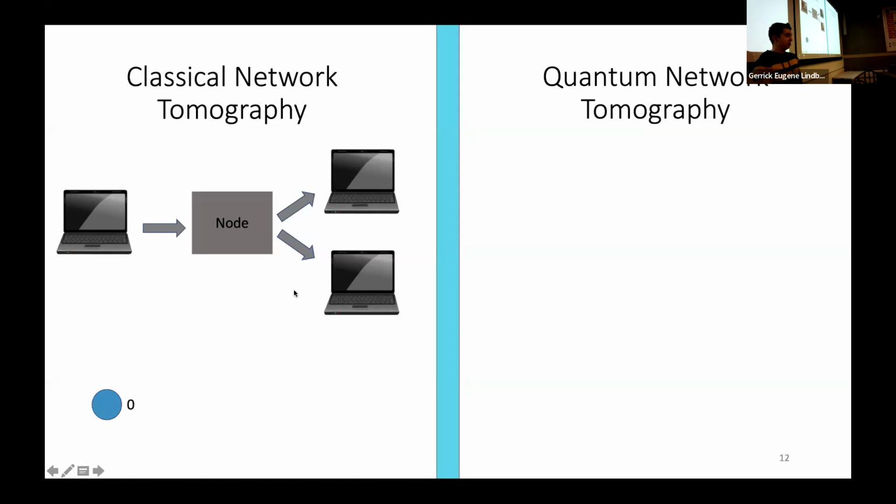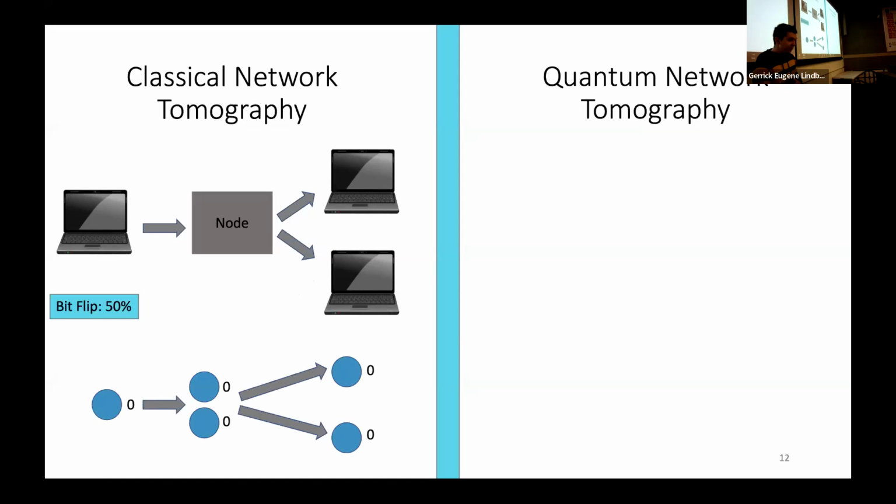If we wanted to send this 0 bit, we would send it to this node in the middle. We'll say this node has the capability to create copies of this 0 state. So it makes a second copy and then distributes it to our two classical computers. No problems there. But then let's say we introduce a bit flip and we start seeing a bit flip about 50% of the time, or we see a bit flip on basically one of the channels in the middle here.